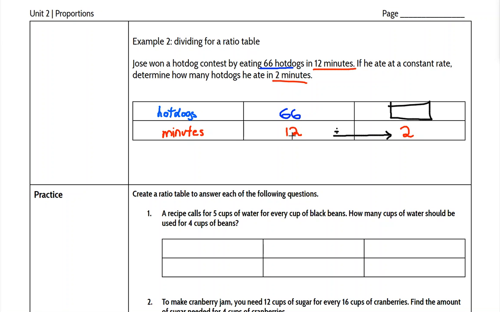What can I divide 12 by to give me 2? If you're not sure, try Desmos. 12 divided by 6 gives me 2. And so I also need to do dividing by 6 on the top. 66 divided by 6 would give me 11. So now that I have a second ratio, one that's equivalent to the first one, it tells me that he ate 11 hot dogs in 2 minutes.